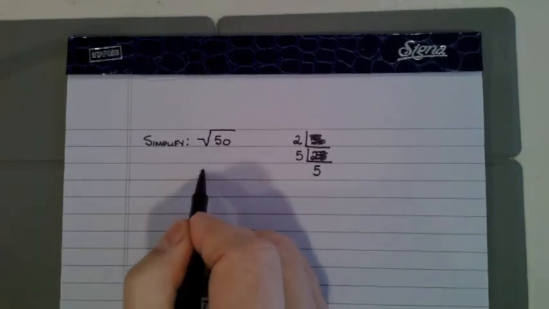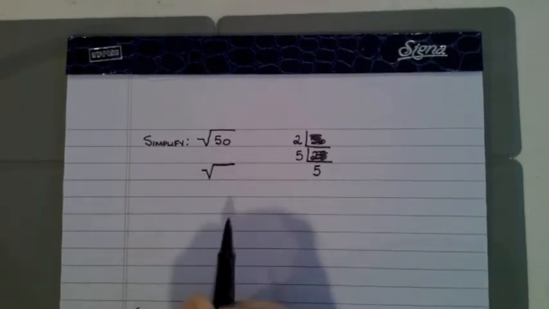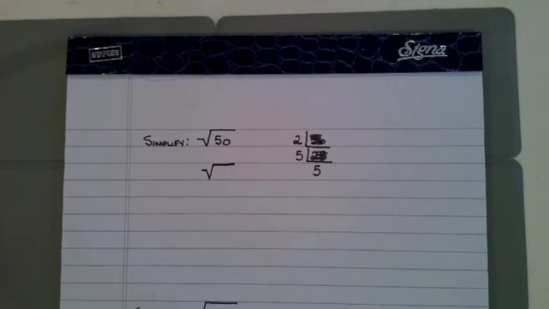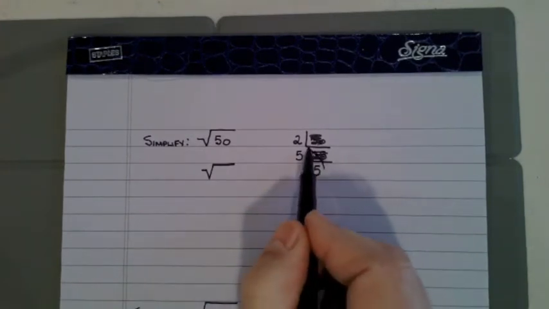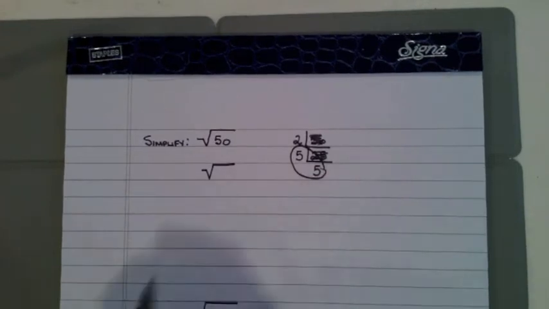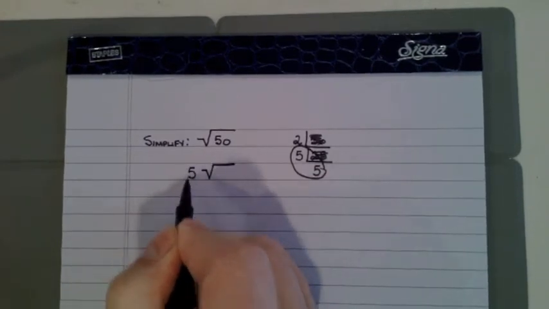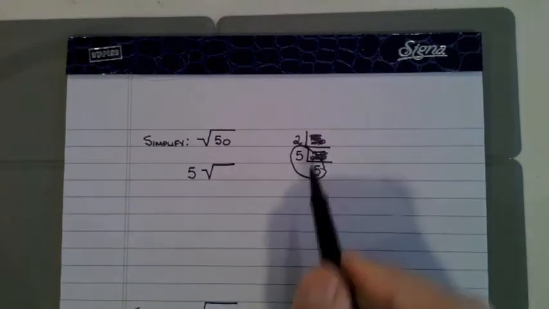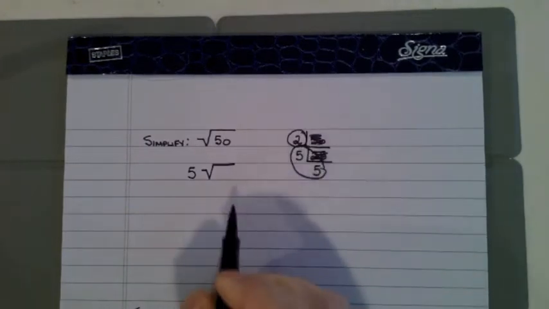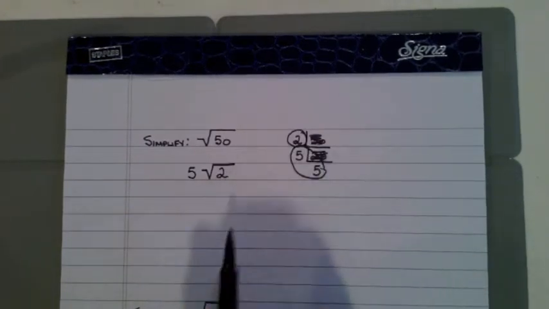I come over here and make another radical symbol. Some numbers are going to go on the outside and some numbers are going to go on the inside. How do I know what number goes on the outside? If I have a pair of them. I've got a pair of 5s. That means 5 goes on the outside of the radical symbol. Anything I have a single of goes on the inside. The square root of 50 is simplified to 5 square root of 2.